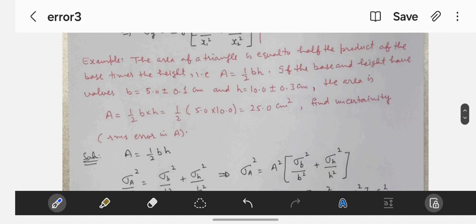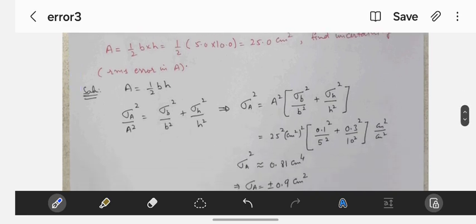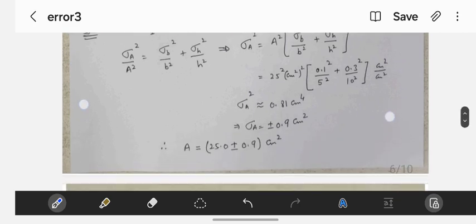Now there is this example. The area of a triangle is given by half the product of base and height. If the base and height have values b and h given, the area is this. Find the uncertainty in A. You can calculate that with the formula. There is this product: sigma b square by b square, put A, put sigma b, h, sigma h, and find the answer.